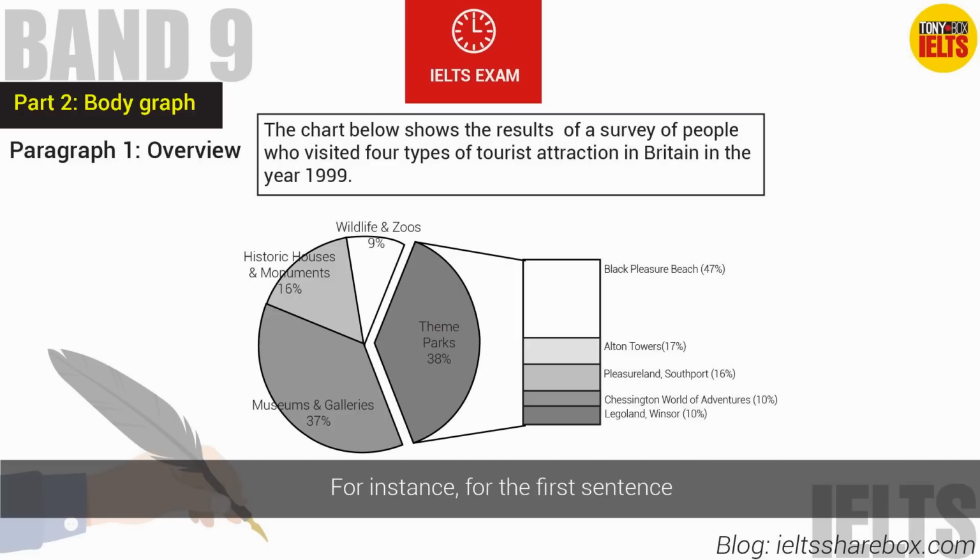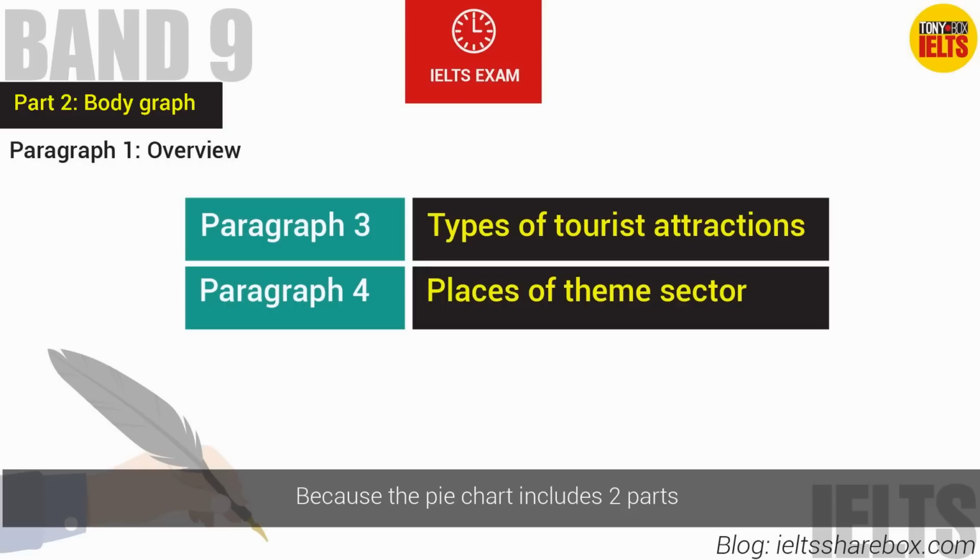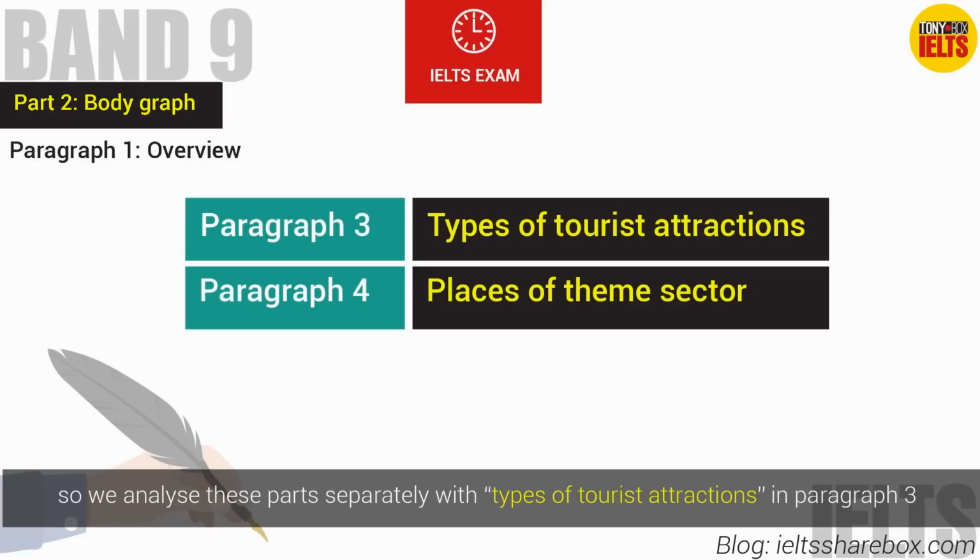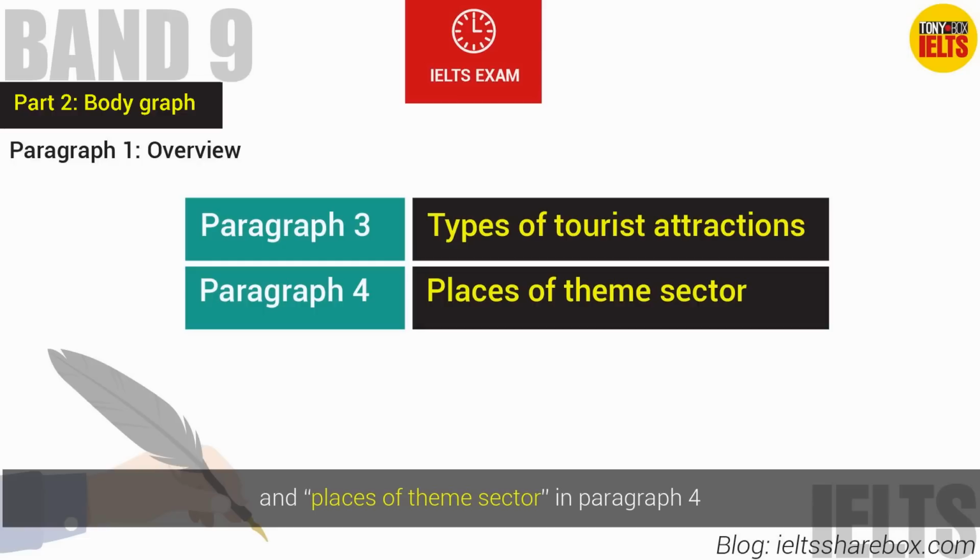For instance, for the first sentence, we use the phrase, the two most popular types of tourist attraction. Then in the second sentence, we also describe it by different words with the same meaning, the highest proportion of visitors. Because the pie chart includes two parts, we analyze these parts separately, with types of tourist attractions in paragraph 3 and places of theme sector in paragraph 4.